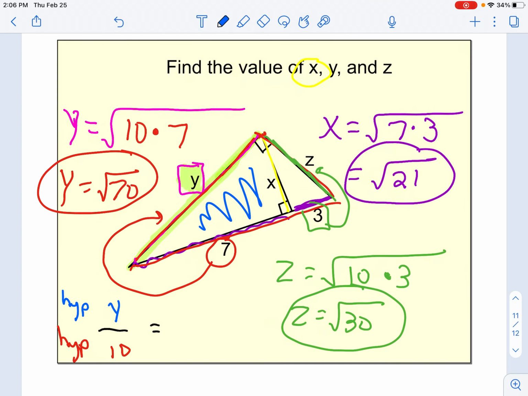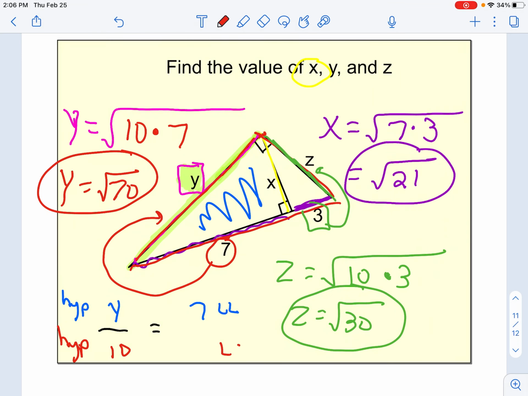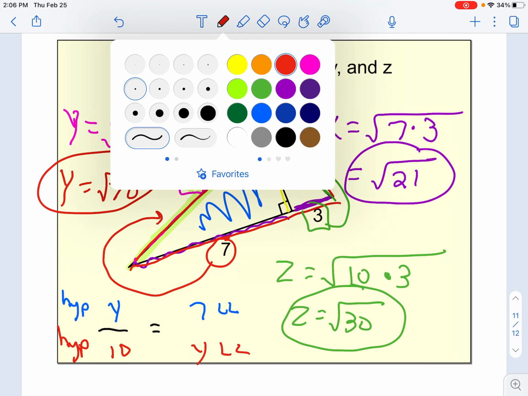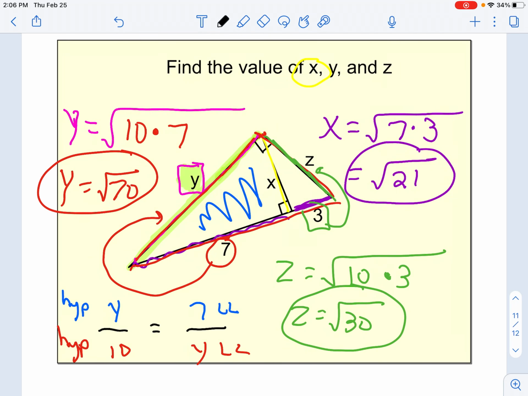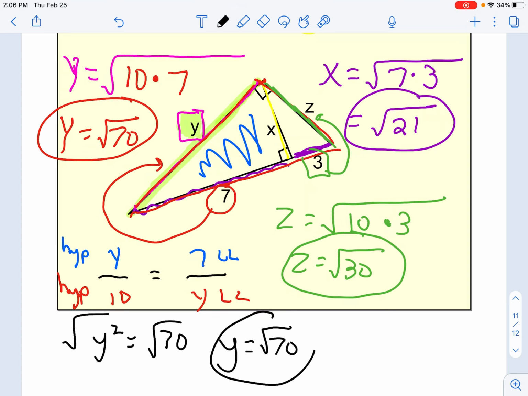Now we need to find another piece that we know, which is the longer leg. So we have the longer leg in the blue, which is 7, compared to the longer leg in the red triangle, which is Y. And that will be in the same ratio. So now when we cross multiply, we get Y squared equals 70, 10 times 7. Then we take the square root and we get Y equals the square root of 70.